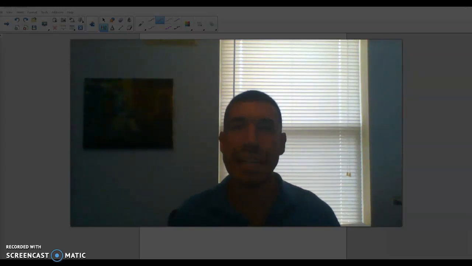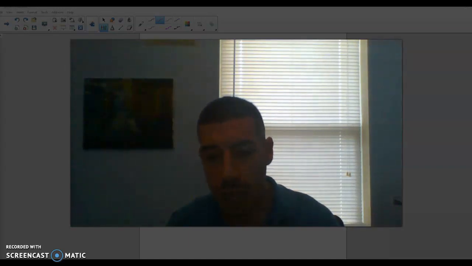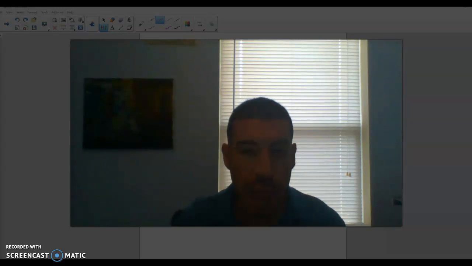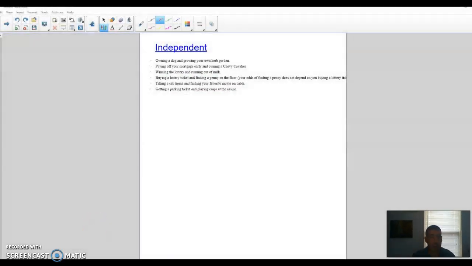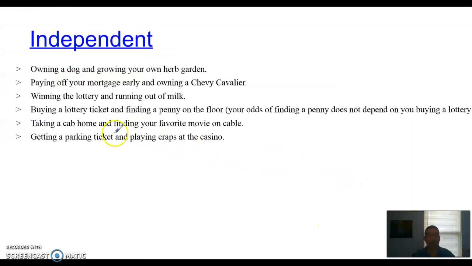On the other hand, dependent events are events where one does affect the other one. Okay, one event affects the probability or the chances of the other event from happening. So let me go ahead and go to the computer, to the screen, so I can give you a couple of examples.